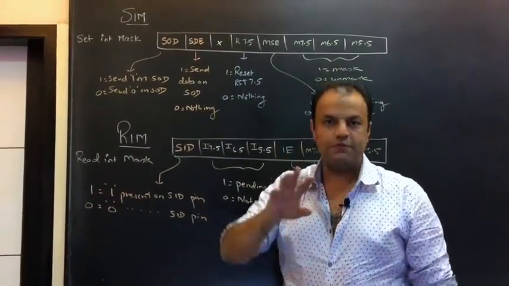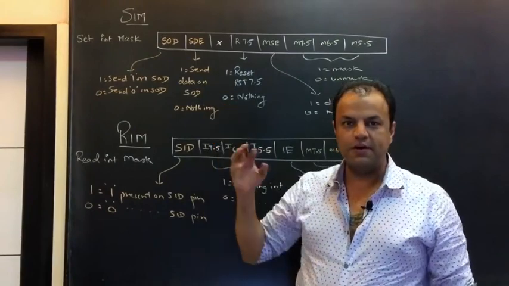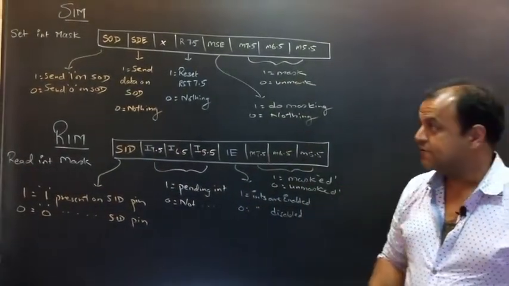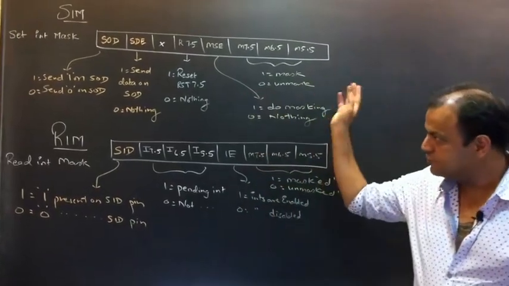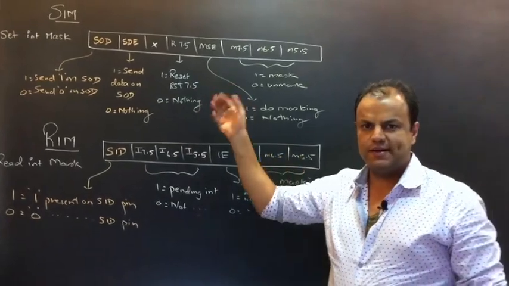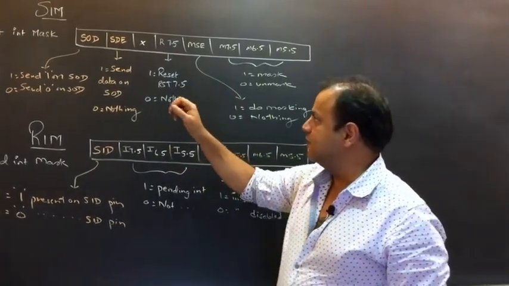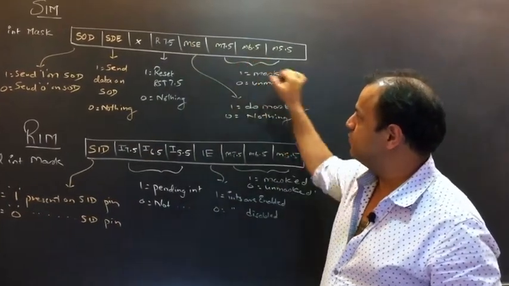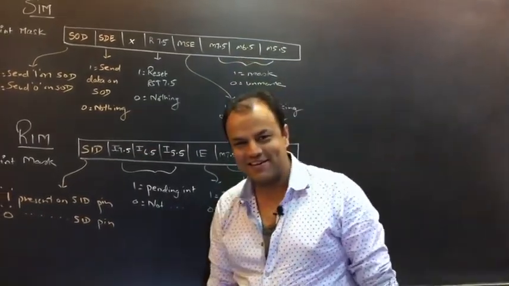Now that was the brief. Of course, I'm going to be showing you every bit, what happens when it is 1 and 0, and why all these bits are necessary. Each bit over here is important, so I'll be showing you that. So there are three functions. I've used different colors so that they're easily distinguishable. I hope you can identify the colors. Anyway, this is for serial communication, this is for resetting 7.5, and this is for masking and unmasking interrupts.